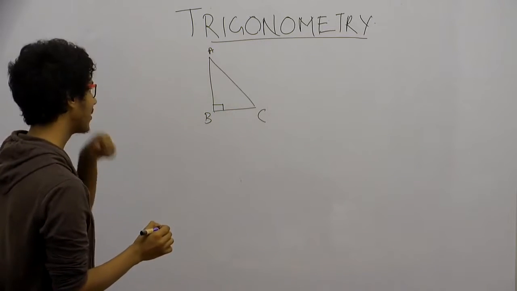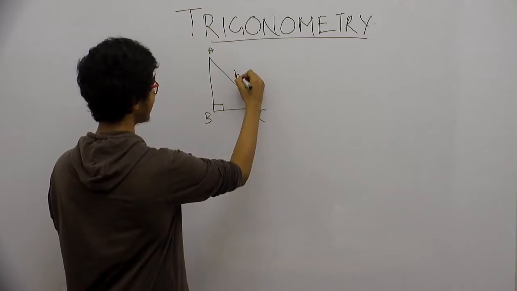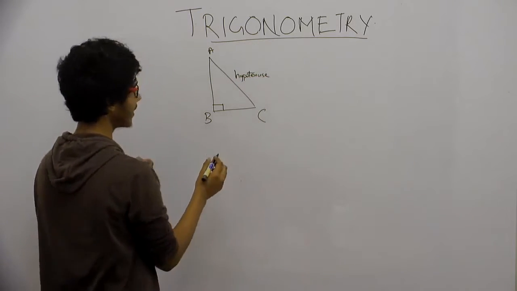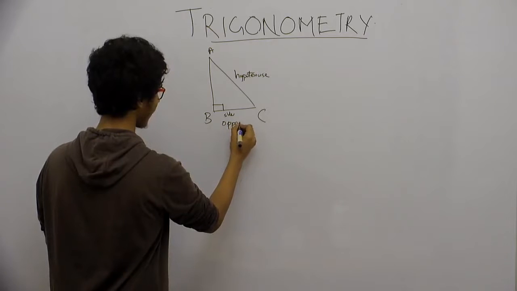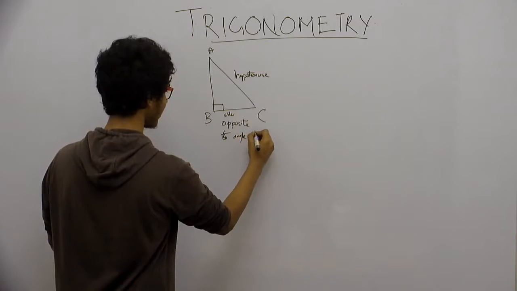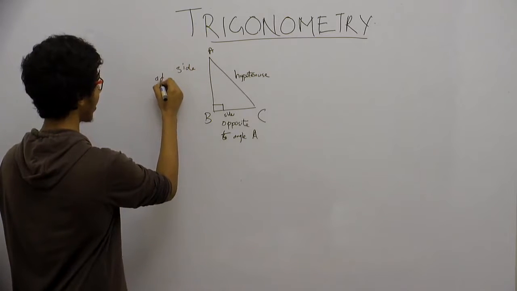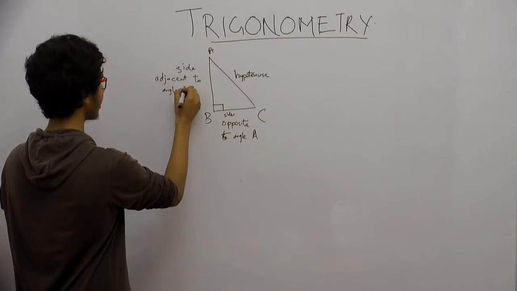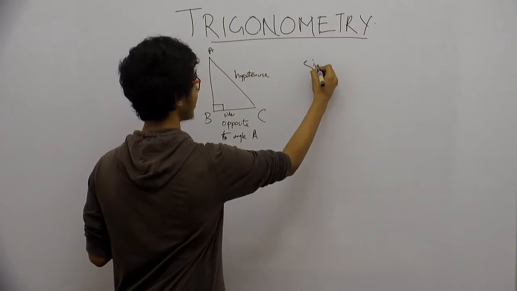Now the meaning of sine is, let's first define the sides. This AC is called the hypotenuse, and for now let's call BC the side opposite to angle A, and let's call AB the side adjacent to angle A. Now the thing is sine A.